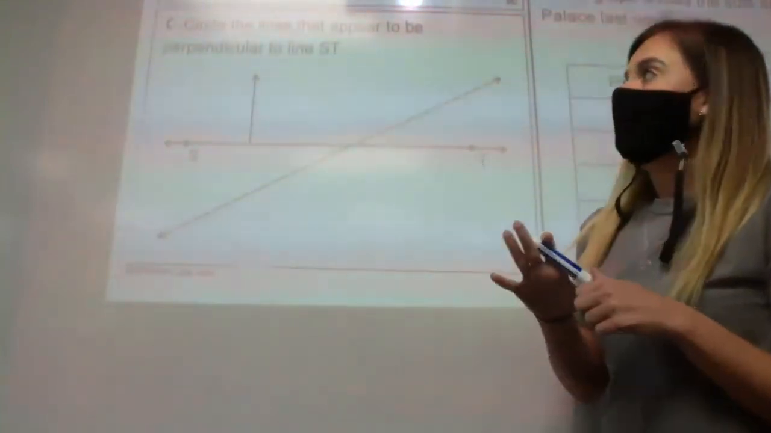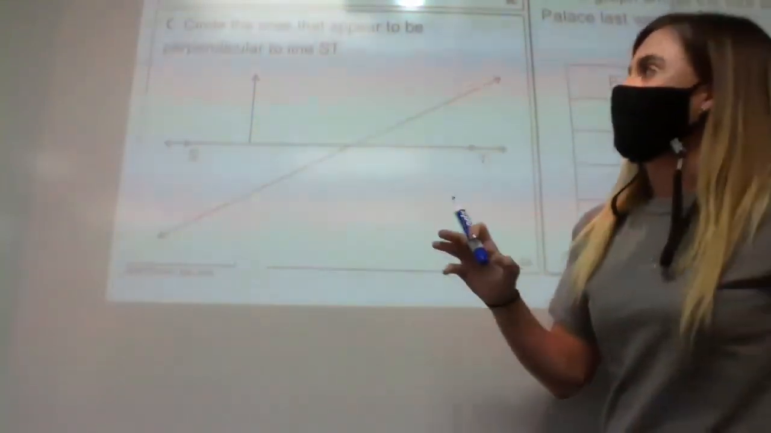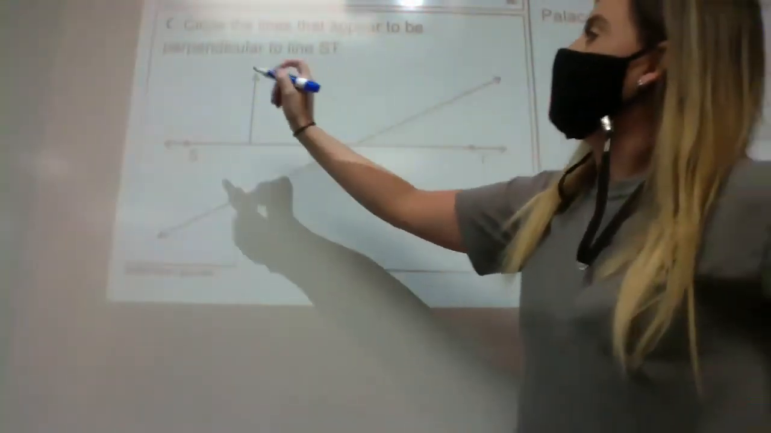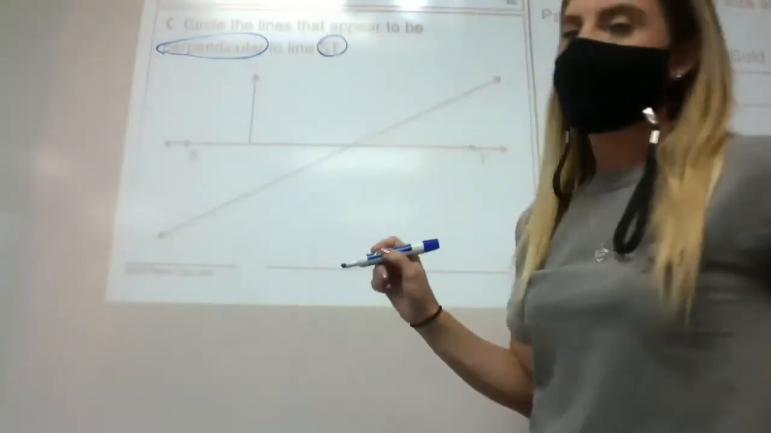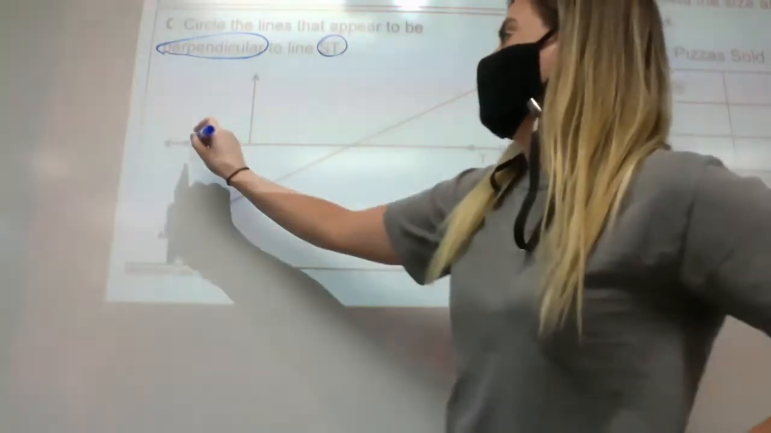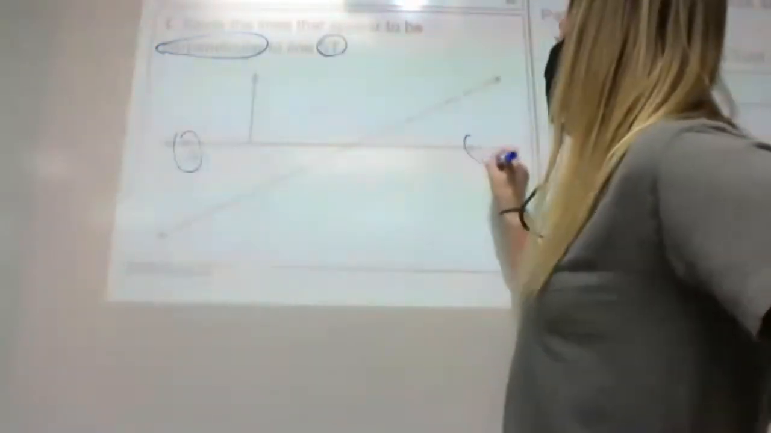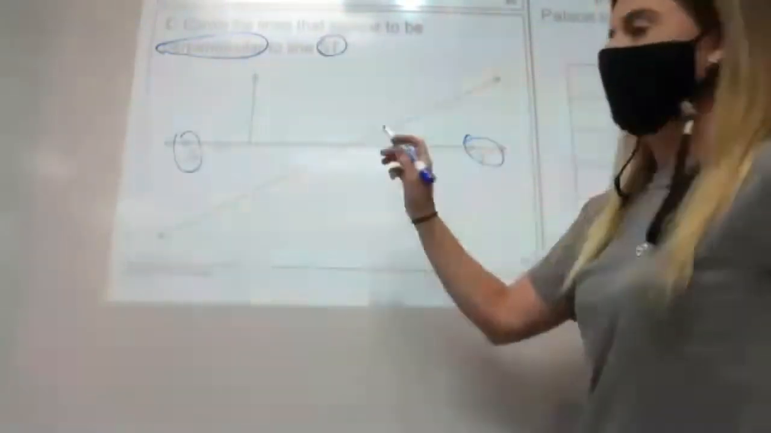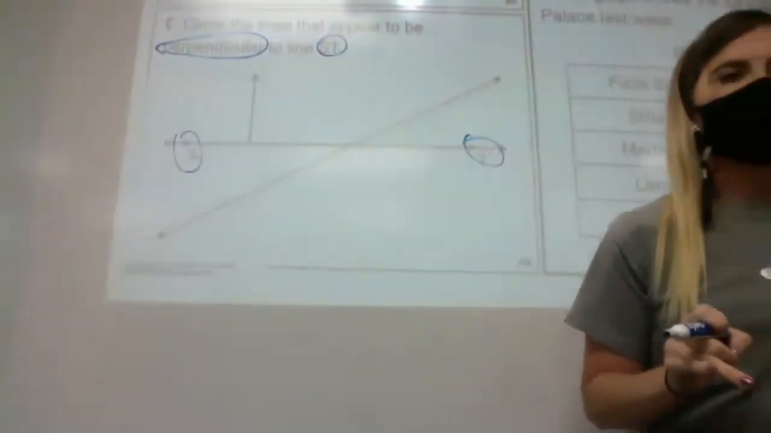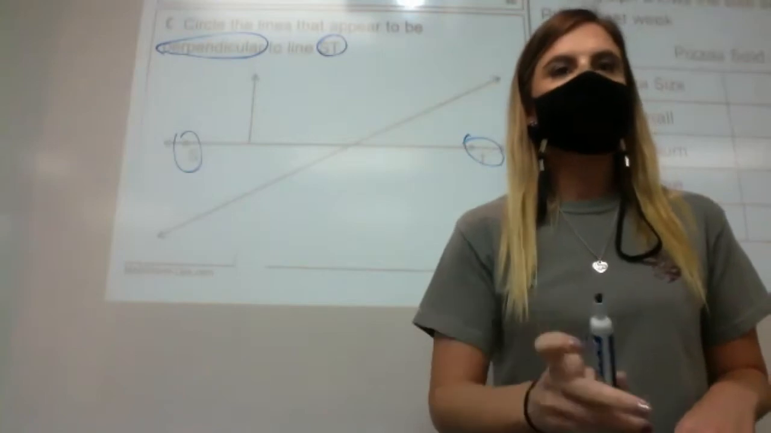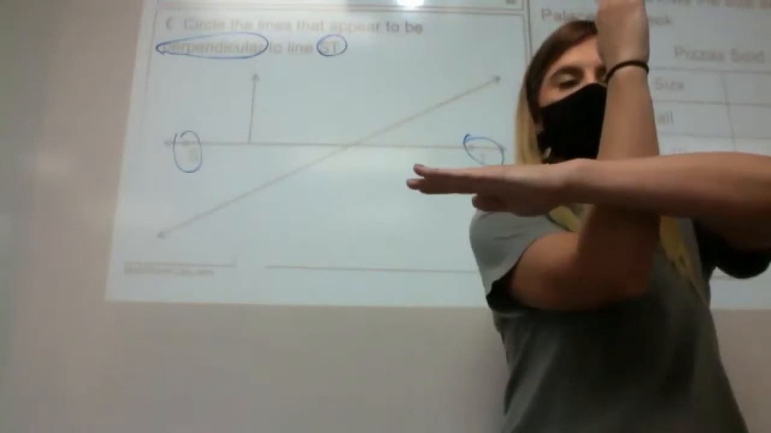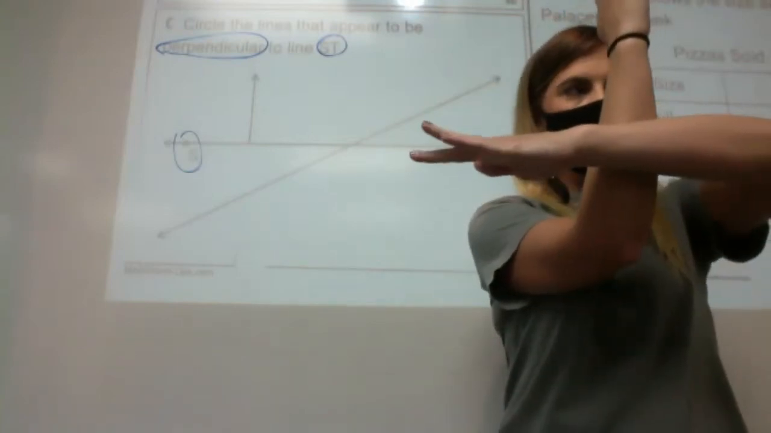So we've been talking about perpendicular. It says circle the lines that appear to be perpendicular to line ST. So first I need to figure out where line ST is. So here's S and here's T. So this is the line. Show me what perpendicular looks like with your arms. Show me, everybody. It's got to be perfectly like a plus sign.